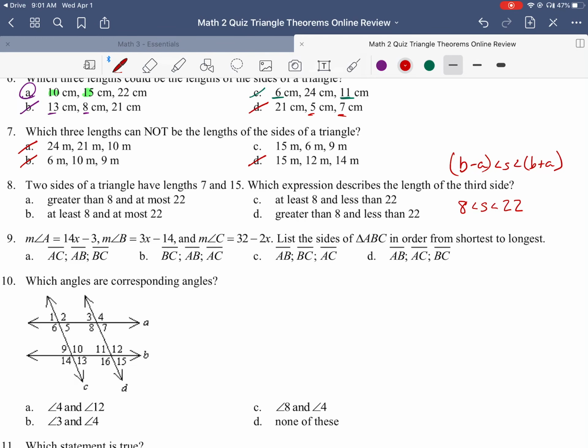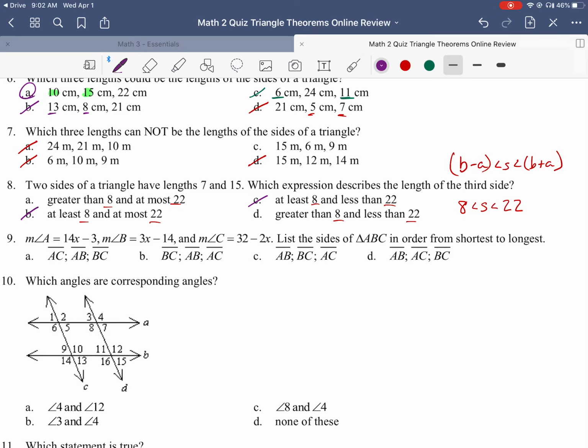If you notice, all of them have 8 and 22. The important part for this is the words that go with it. Okay, so greater than 8 means bigger than 8, not including 8. There is no equal to sign here, so it is just bigger than 8. At least 8 means 8 is included. 8 is not included because it's not an equal to. So at least 8 does not work. And then on the other side, at most 22 or less than 22. So that's the big difference.